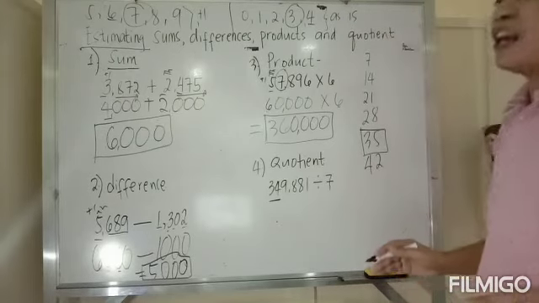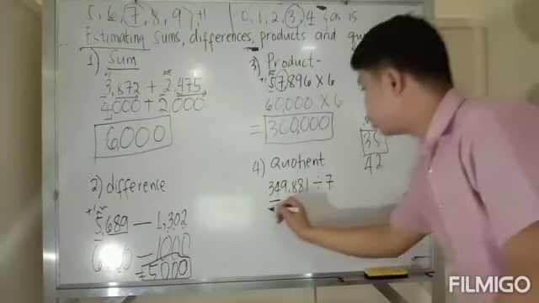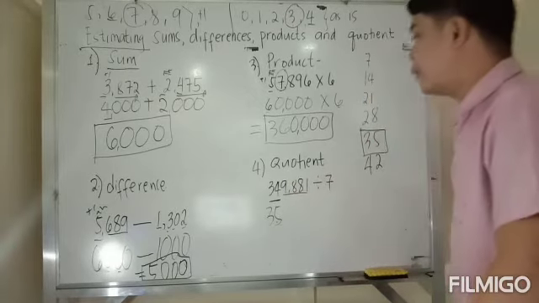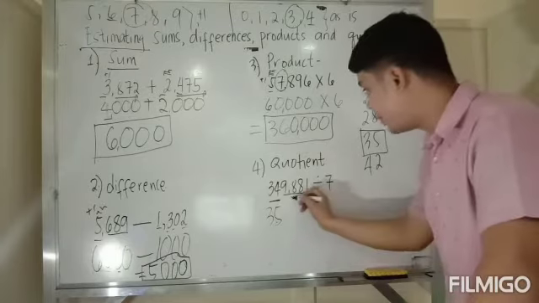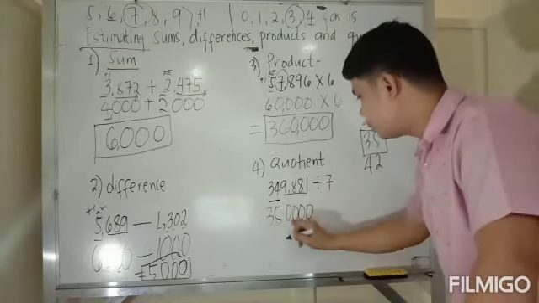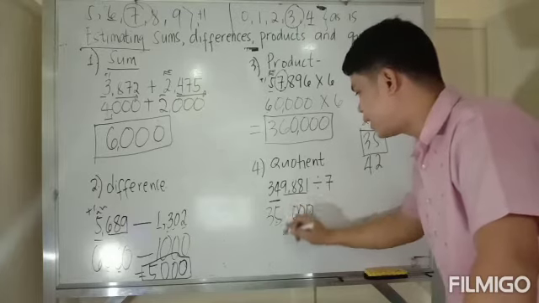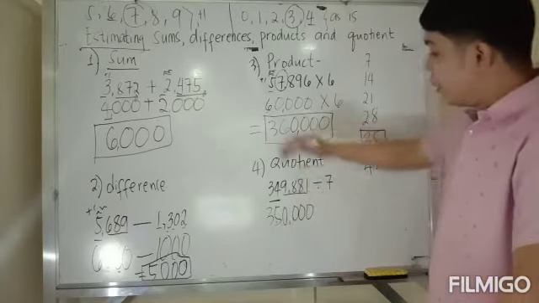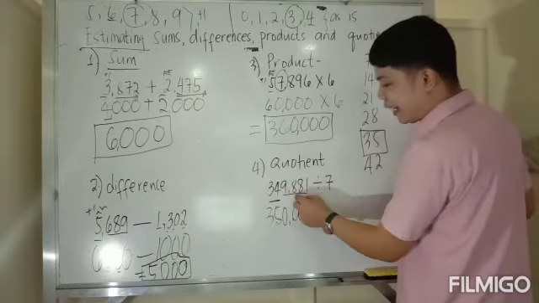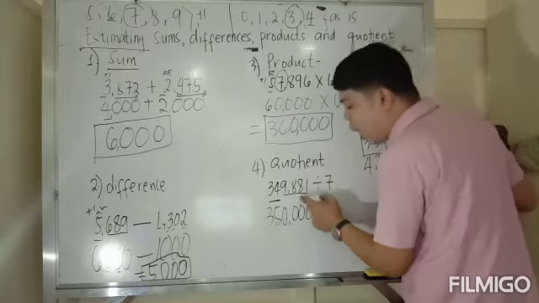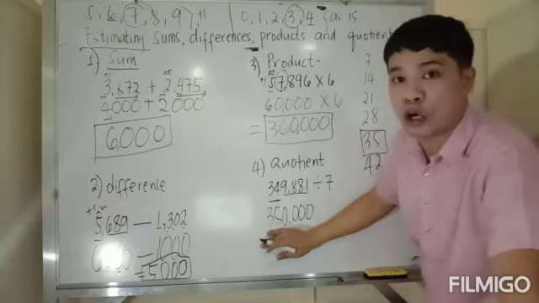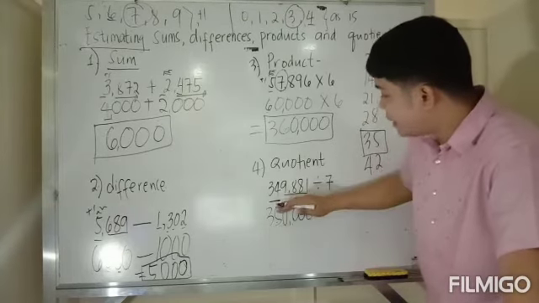So therefore, class, you are going to write your 35 and then all the digits going there, we are going to turn them into 0. So we have here 4 digits, 1, 2, 3, 4. So we are going to put a comma after every 3 digits. Okay? So now here, you have 349,881 is approximately 350,000. So this is now the estimation of this number.